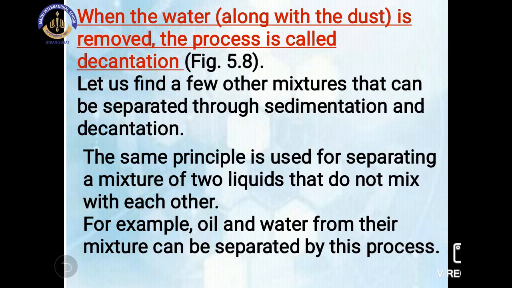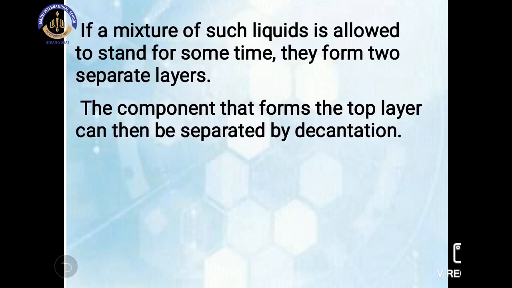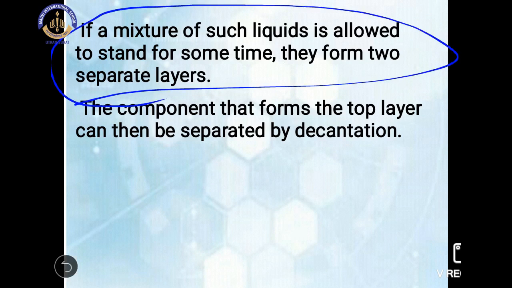The same principle is used for separating a mixture of two liquids that do not mix with each other. For example, oil and water can be separated from their mixture by this process. Here, oil and water are immiscible liquids. That's why we can do the decantation process to separate them. How? If a mixture of such liquids is allowed to stand for some time, they form two separate layers.